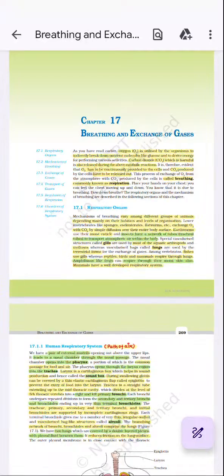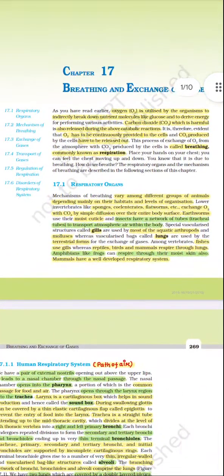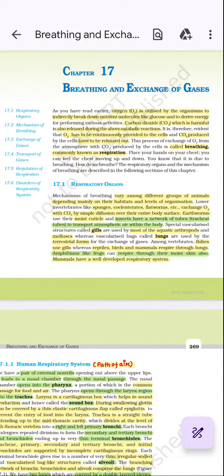...safely break down nutrient molecules like glucose to derive energy. Carbon dioxide, which is harmful, is also released during the above catabolic reactions. O2 has to be continuously provided to the cell. Carbon dioxide produced by the cell has to be released out.